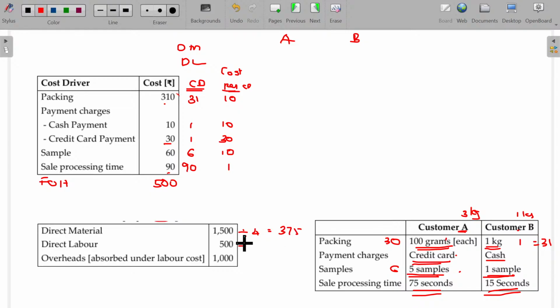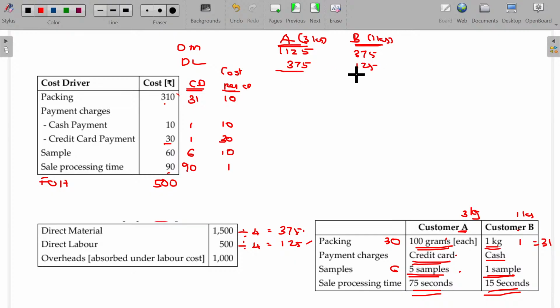And for 4 kg, 500 means per kg 125. A consumed 3 kgs, purchased 3 kgs, and B purchased 1 kg. So 375 into 3, 1125 is the material cost for A's purchased item. For B's purchased item, 375 into 1 kg, 375. In case of labor, 125 per kg for 3 kg, 375, and in case of B, 125.